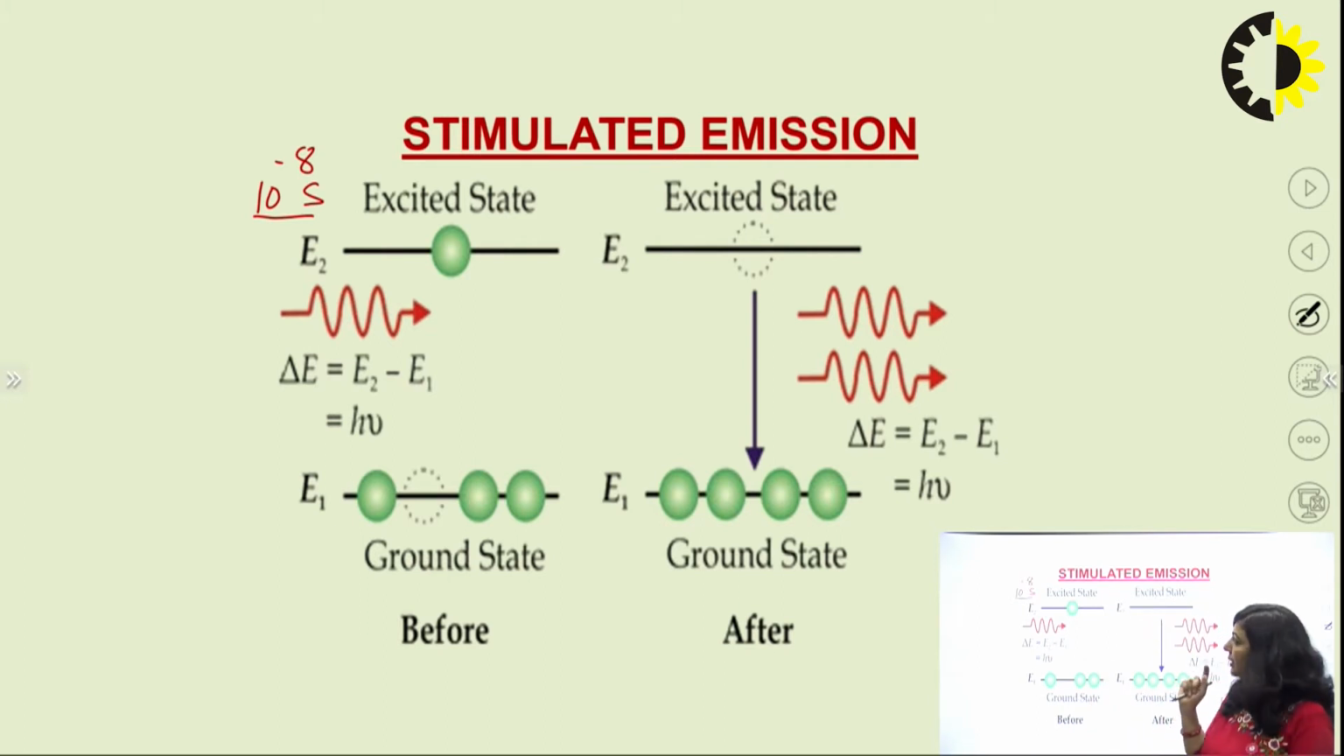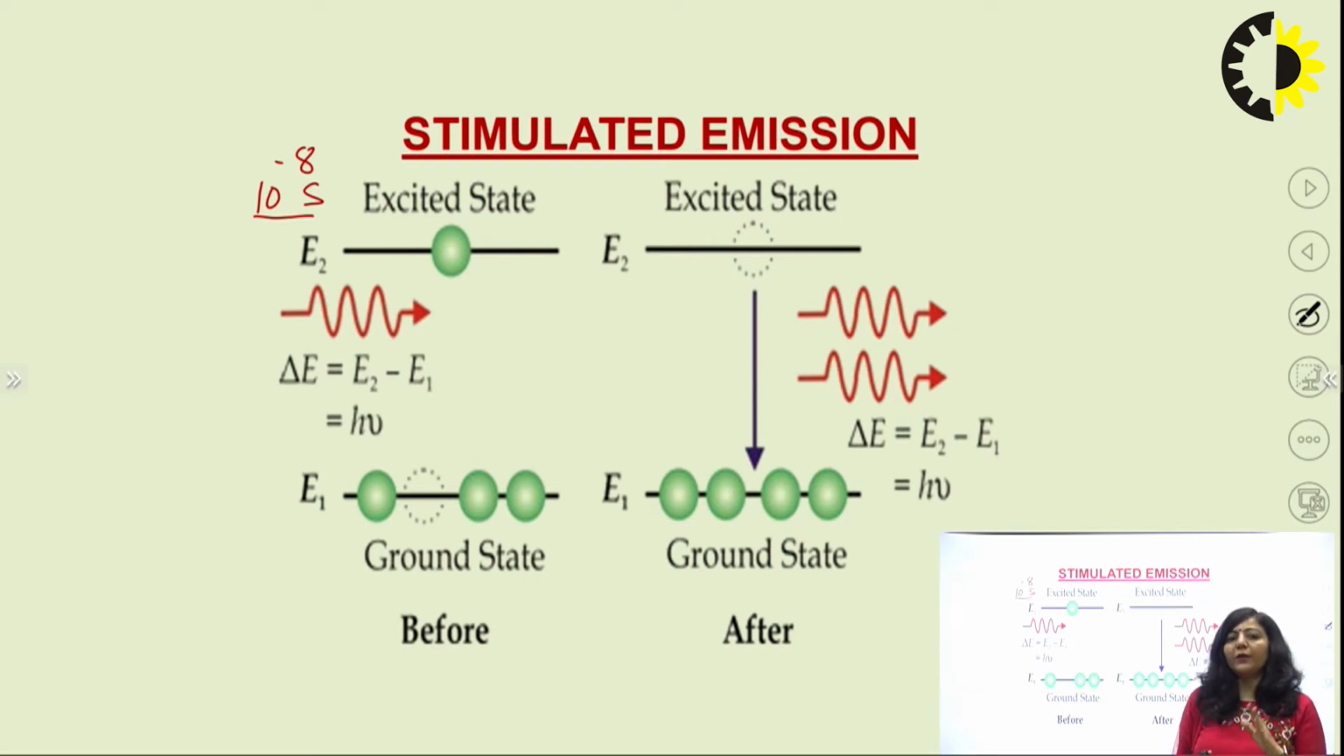Now as you can see here, before the completion of the lifetime of this excited energy level, what I am trying to say is, suppose you have an electron in an excited state. After 10 raised to power minus 8 seconds, that electron will automatically come down to the ground state and release extra energy in the form of a photon. But that will be your spontaneous process.